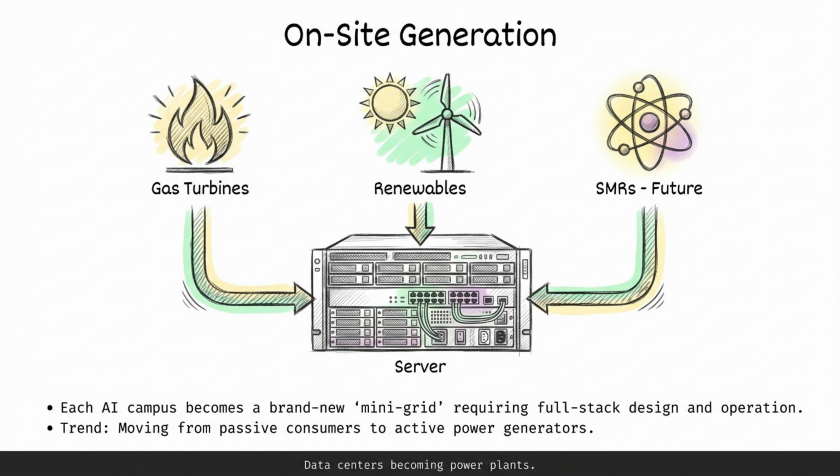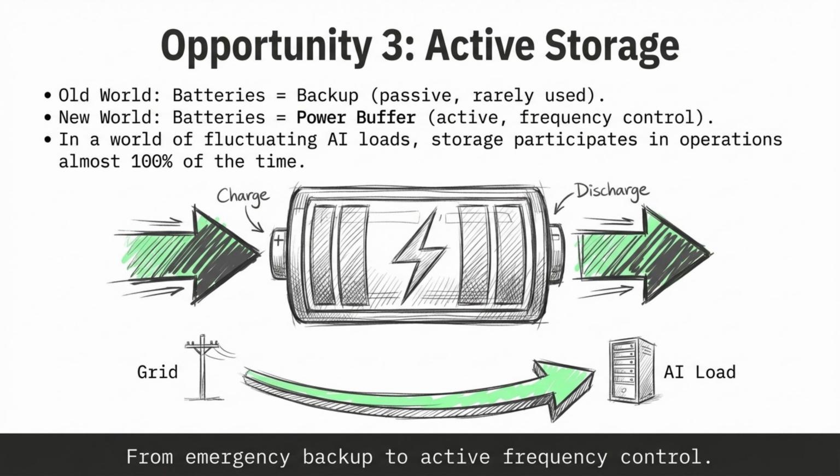The third opportunity is energy storage. In the old world, data center batteries were mostly treated as backup, something that kicks in for a few minutes during an outage. In a world of wildly fluctuating AI loads, storage turns into a power buffer and frequency control device that participates in operations almost all the time.